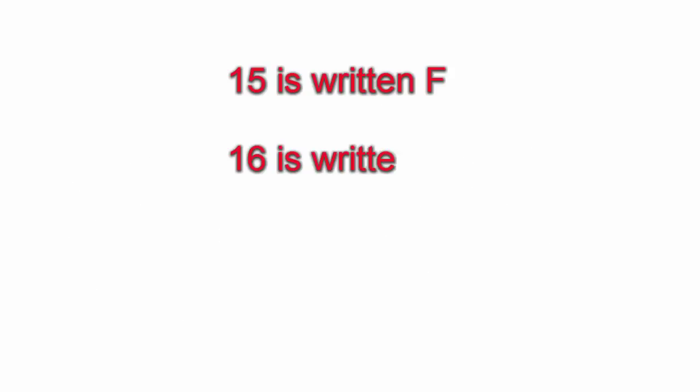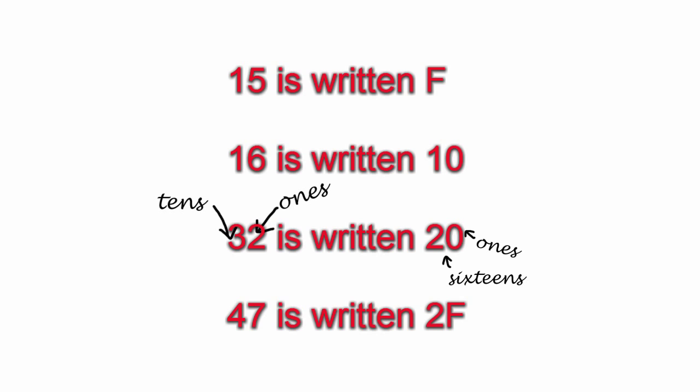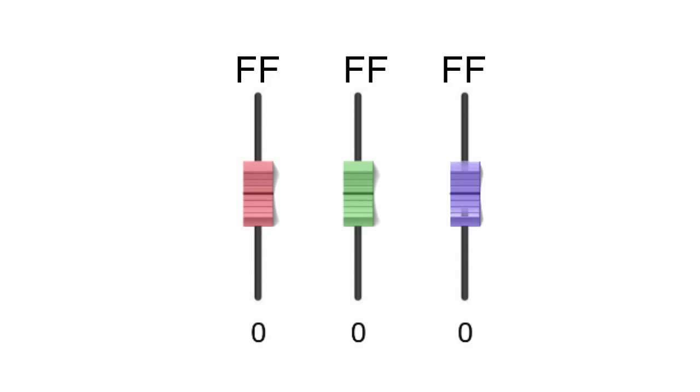Consequently, 15 in hexadecimal notation is simply F, while 16 is represented as 1, 0, 32 is 2, 0, while 47 is 2F. The largest number that can be represented by two digits is FF, which in decimal notation is 255. This means that every single shade of red, green, and blue can be represented by a two-digit hexadecimal number from 00 to FF, and therefore any one of our 16 million plus colors can be mapped onto a single six-character hex code.